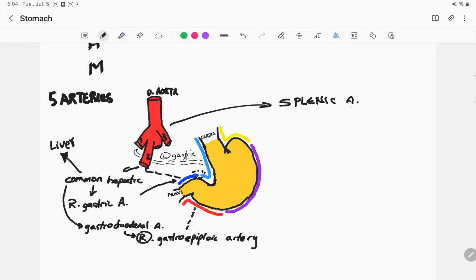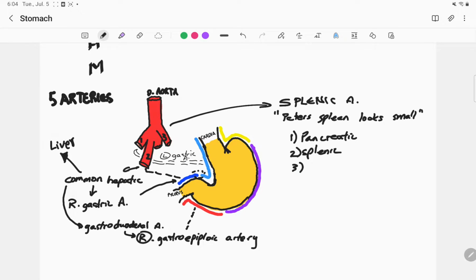You can remember what the splenic artery supplies with the phrase, Peter's spleen looks small or short. So Peter's spleen looks small tells us what's coming off. Number 1 is pancreatic. So there's a pancreatic artery that comes off and supplies the pancreas. Number 2 is the splenic.